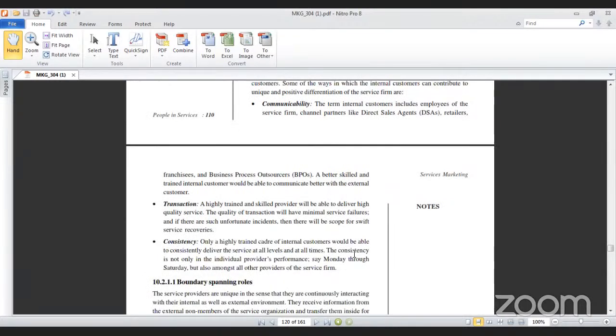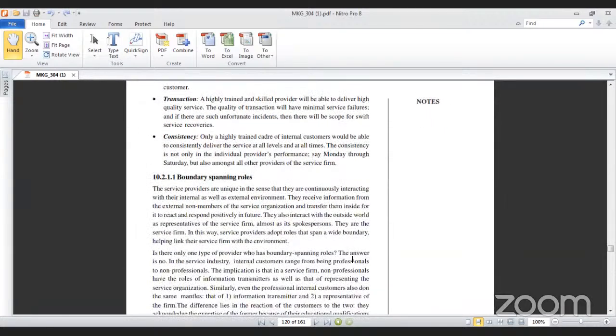Next, transactions. A highly trained and skilled provider will be able to deliver a high quality service. The quality of transactions will have minimal service failures, and if there are such unfortunate incidents, then there will be scope for swift service recoveries. Consistency is also important: only highly trained internal customers would be able to consistently deliver the service at all levels and at all times.